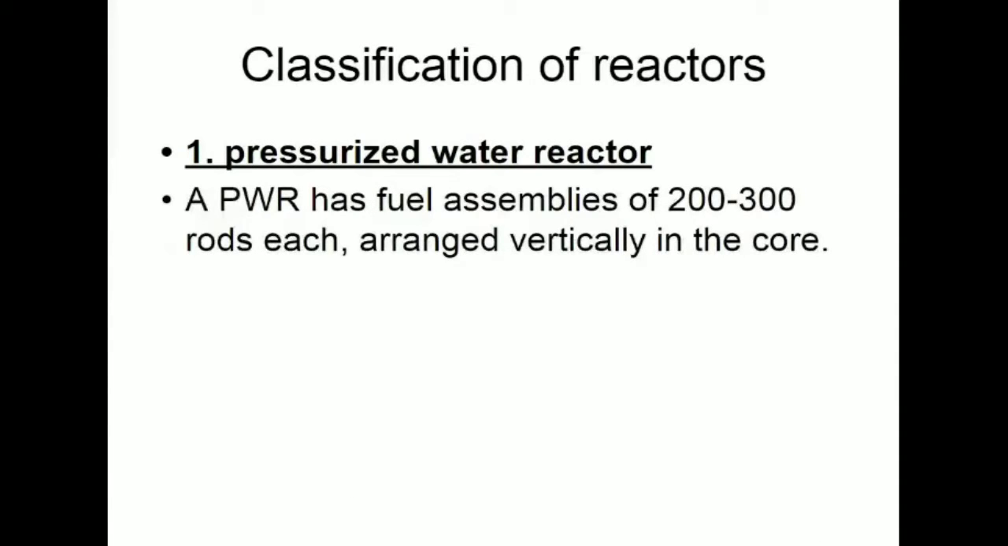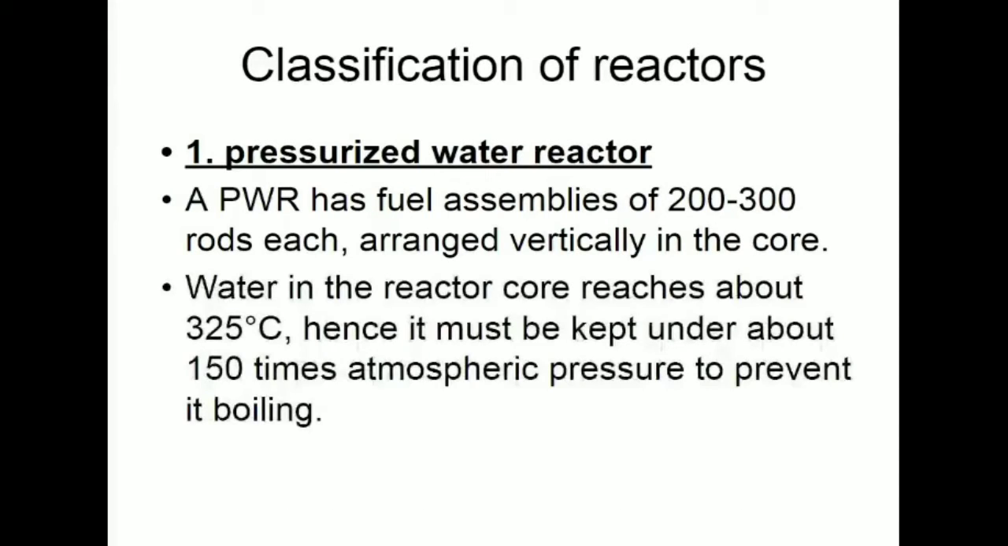So first of all, the first classification is the pressurized water reactor, or PWR in short form. It has fuel assemblies of 200 to 300 rods each, arranged vertically in the core. We have seen the fuel assembly in a nuclear reactor. In such an assembly, there will be 200 to 300 rods, each arranged vertically in the core.